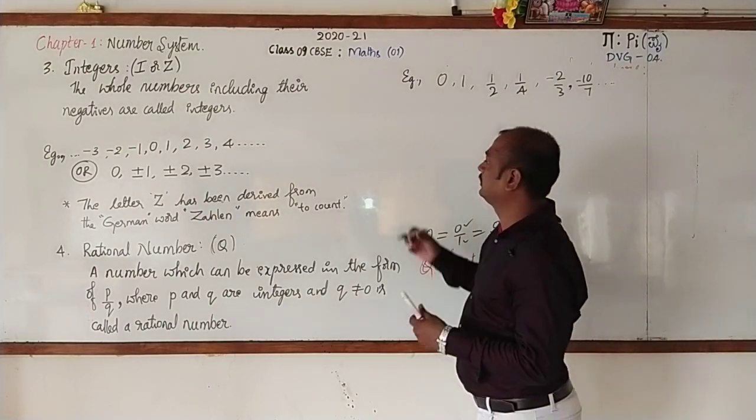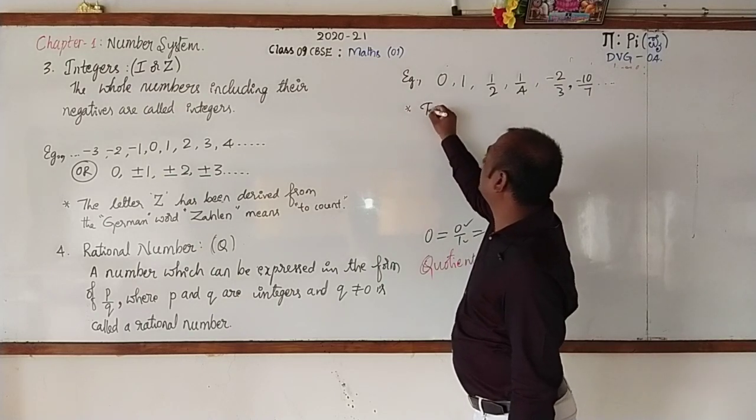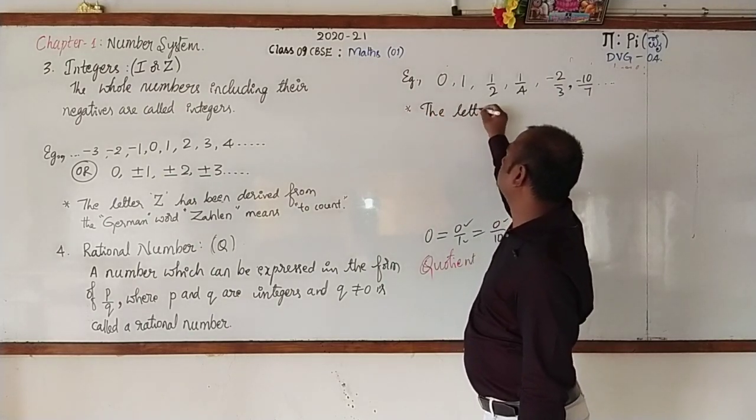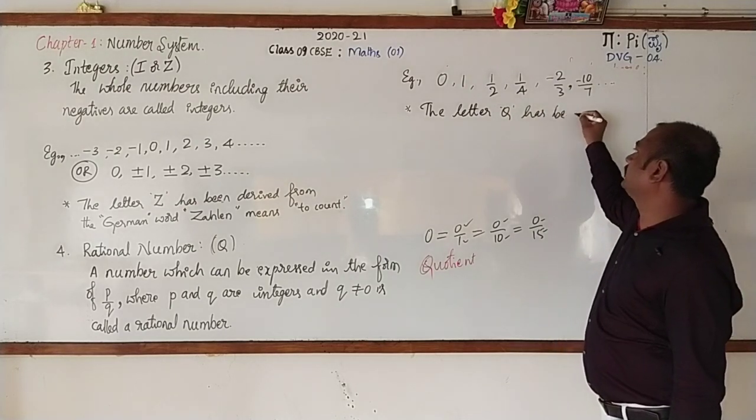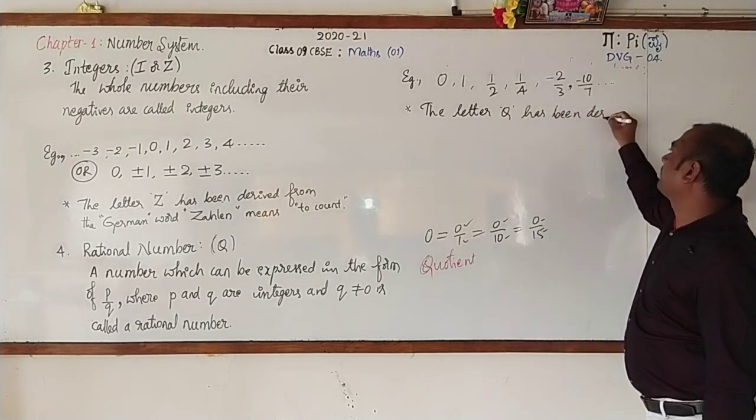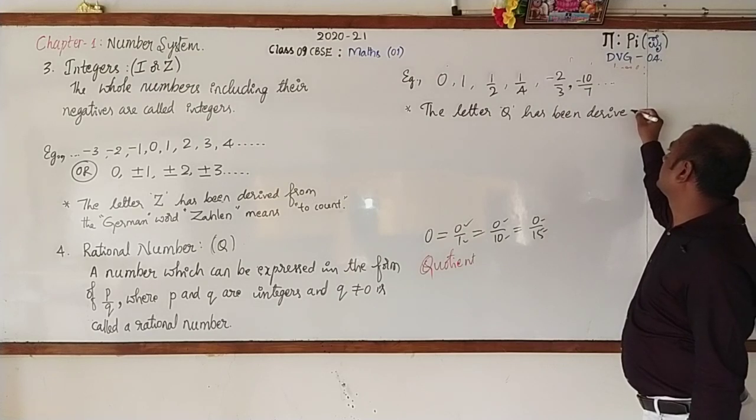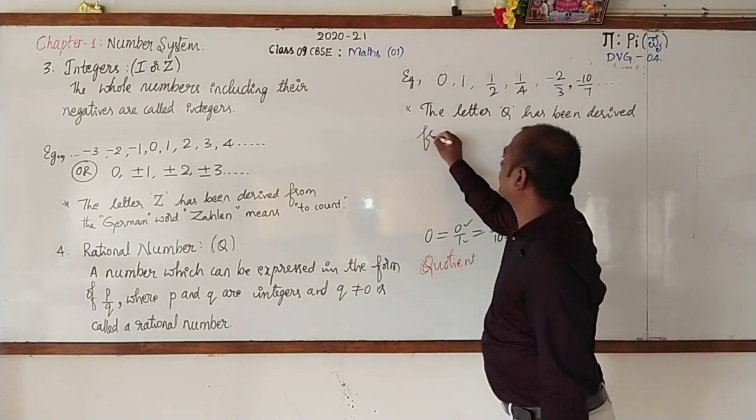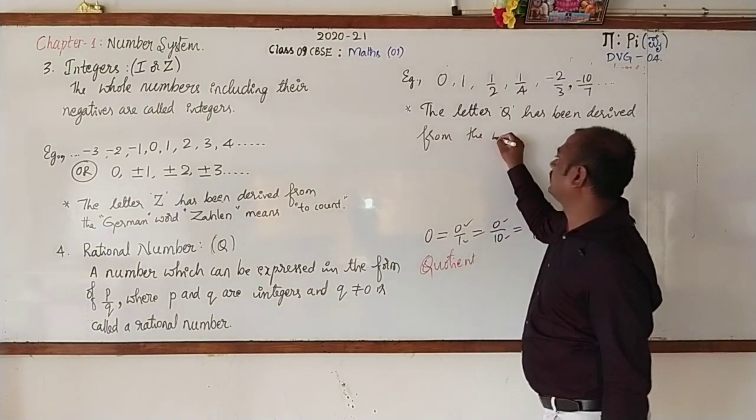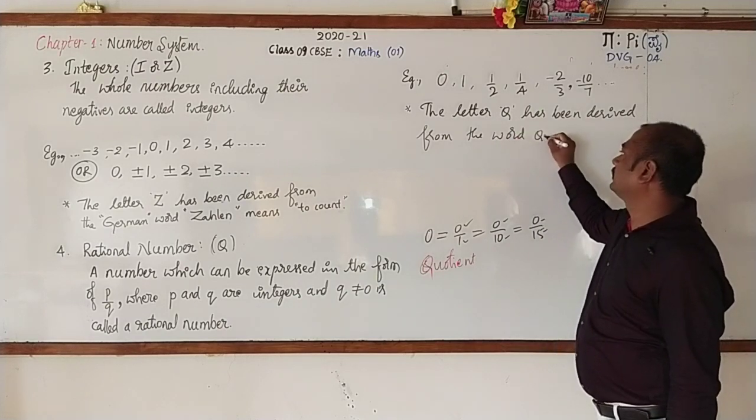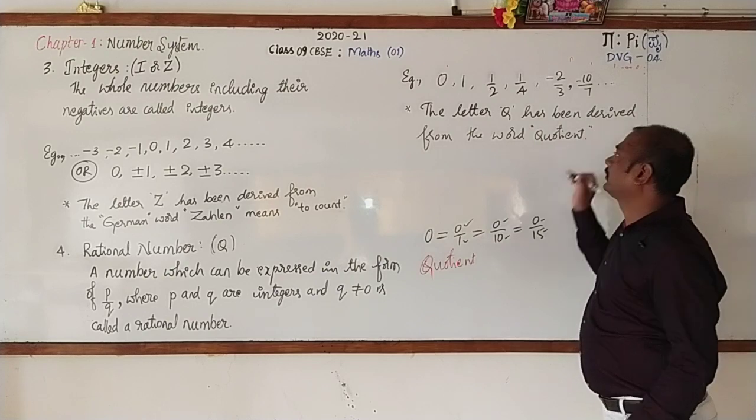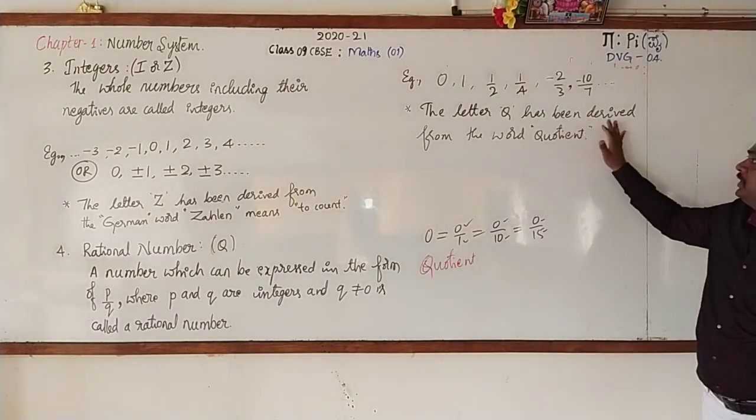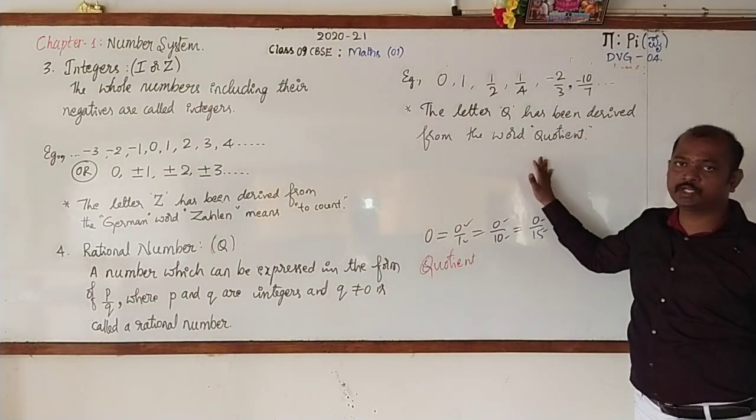Please write this. The letter Q has been derived from the word quotient.